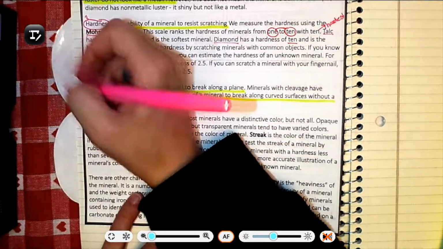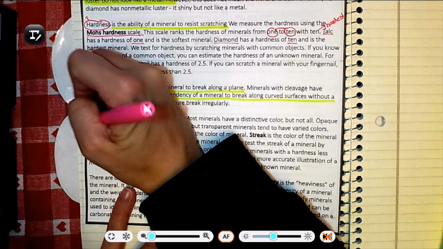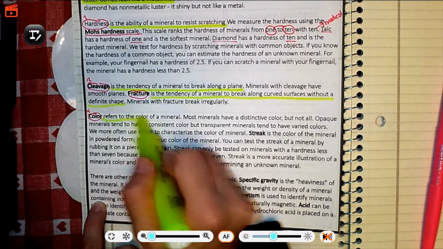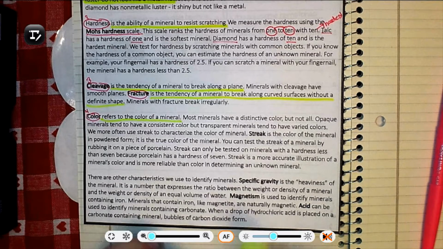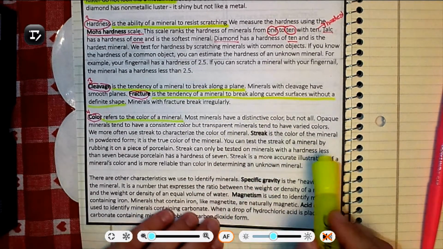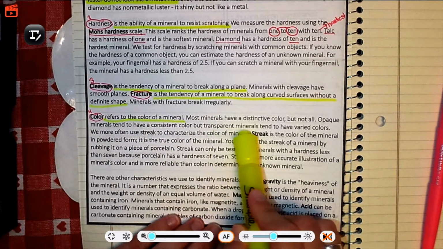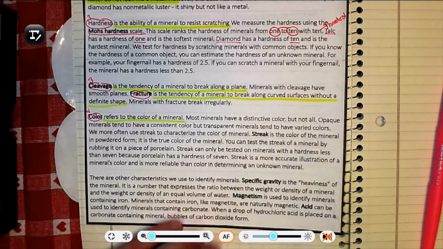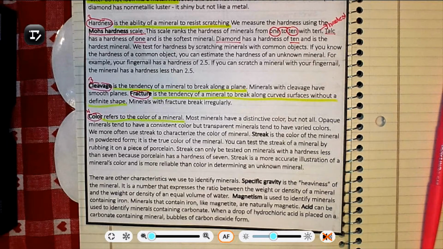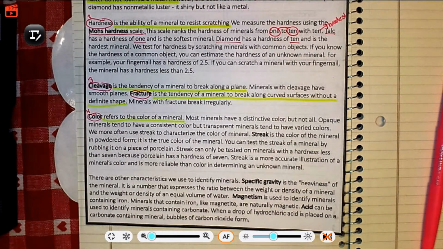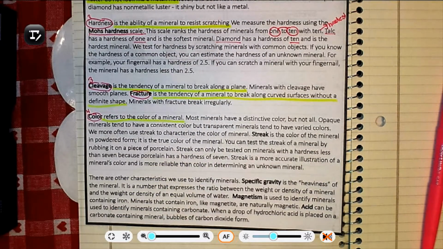Then we've got paragraph 4, color. Color refers to the color of a mineral. Most minerals have a distinctive color, but not all. Opaque minerals tend to have a consistent color, but transparent minerals tend to have varied colors. So ones that you cannot see through, like my hand, are going to have a consistent color, but transparent ones, like this glass that you can see through, tend to have varied colors.